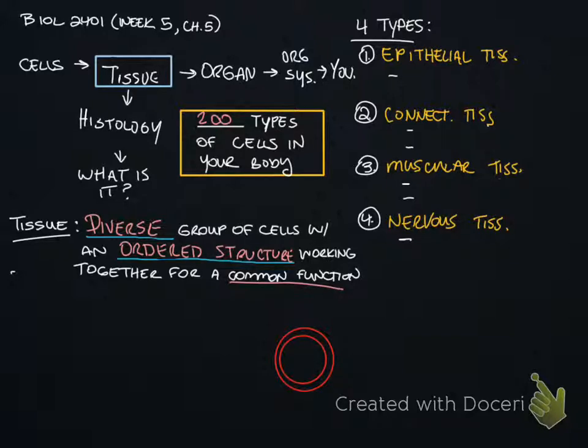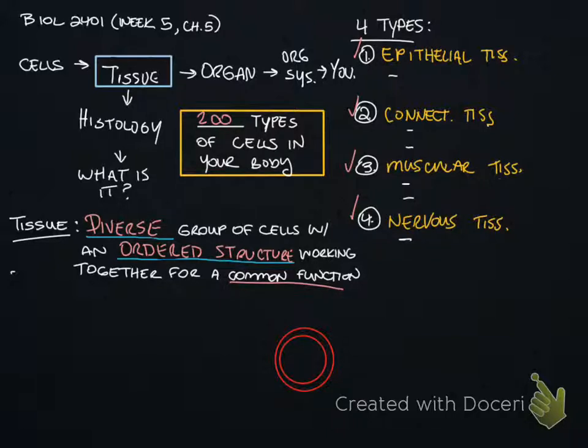Okay, so the main 4 types of tissues, these are broad categories, big picture tissue types, are epithelial tissue, connective tissue, muscular tissue, and then nervous tissue. So we spend entire lectures going over muscular tissue and nervous tissue. So we're going to focus mainly on epithelial and connective tissue.